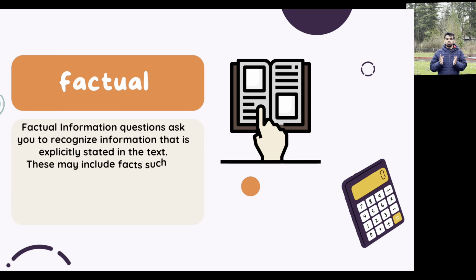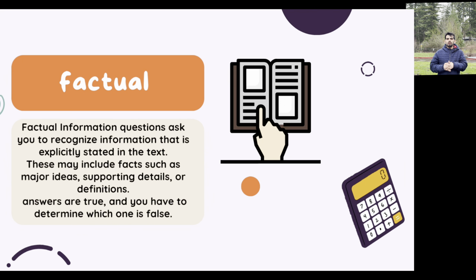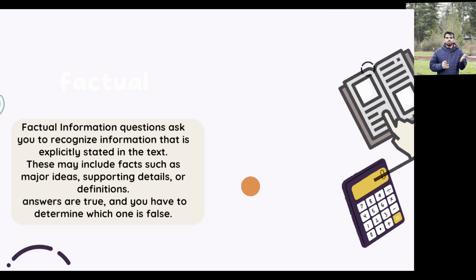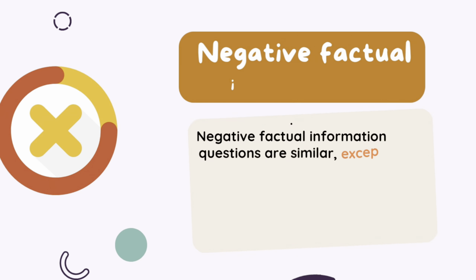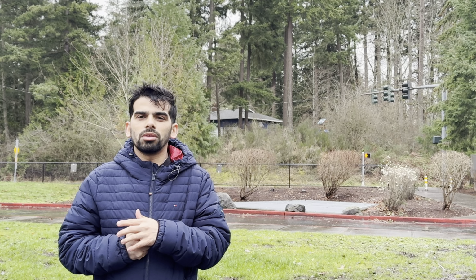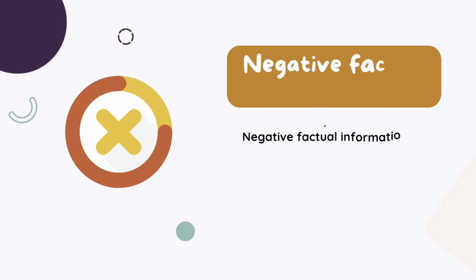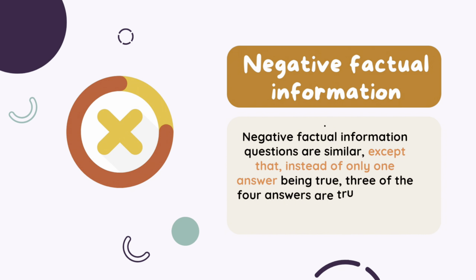So talking about the factual questions, factual questions and negative factual questions. A factual question is also called a detail question. It talks about specific facts in the reading passage. So the tip is to go for the specific keyword and facts, and then read a sentence before and after that to get a brief overview of what's going on in the passage.